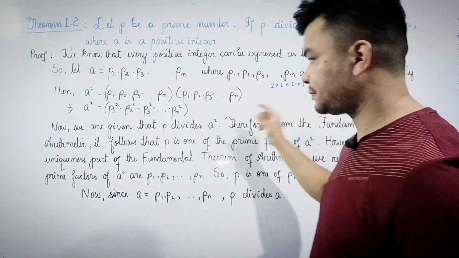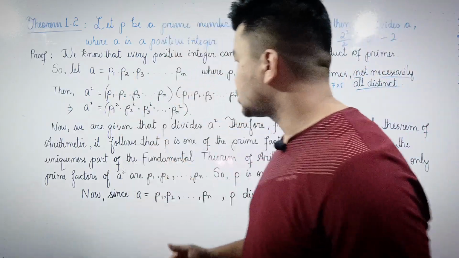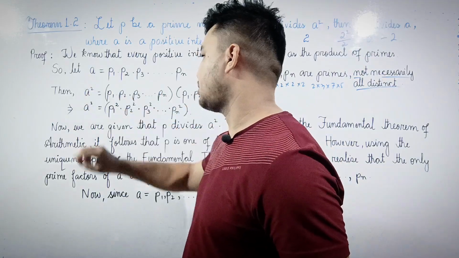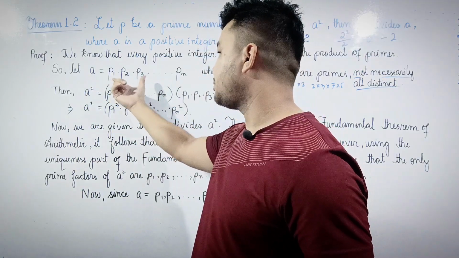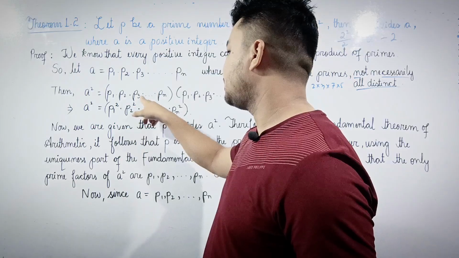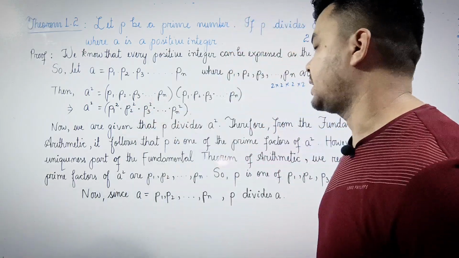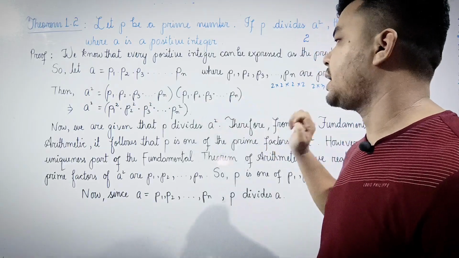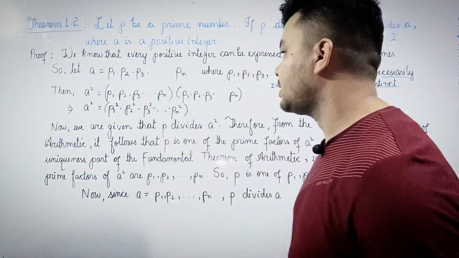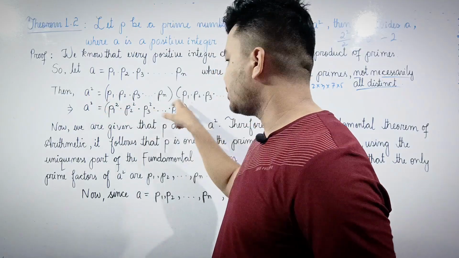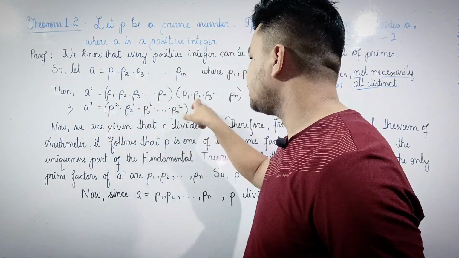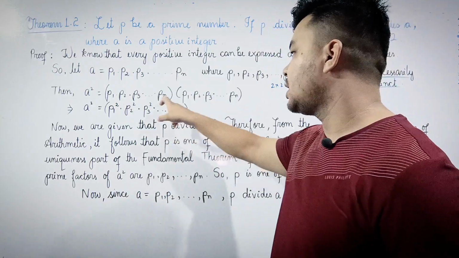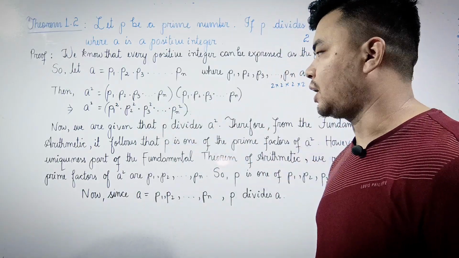Next, squaring both sides, we get A square. If I square this one, we get P1 into P2 into P3 into ... Pn into P1 into P2 into P3 into ... Pn. If I multiply this, P1 into P1 we get P1 square, P2 into P2 we get P2 square, P3 into P3 we get P3 square, ... Pn into Pn we get Pn square.